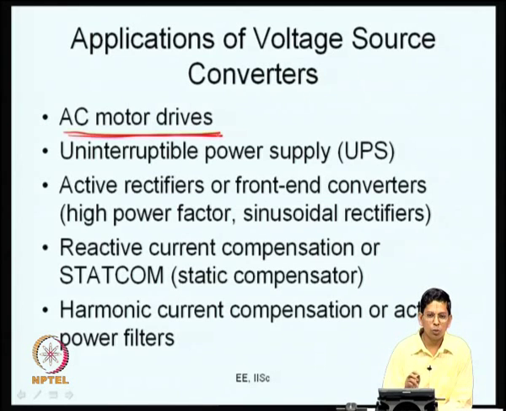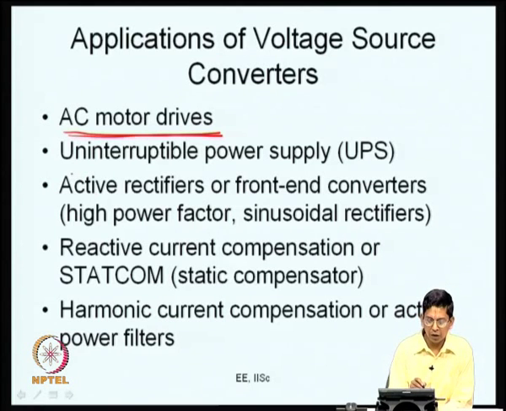So, in an AC motor drive, you have a voltage source inverter and the DC side power supply is taken as fairly fixed, and on the AC side you want a variable amplitude and variable frequency AC. So, you are able to generate that variable amplitude and variable frequency AC, and you are able to control the speed of operation of a motor.